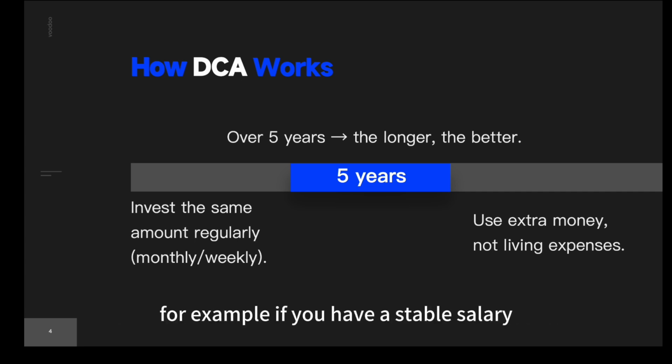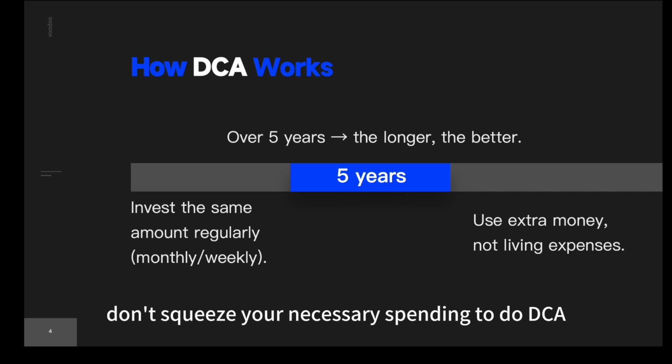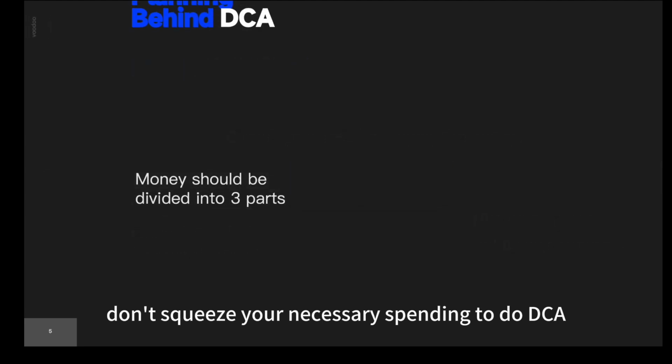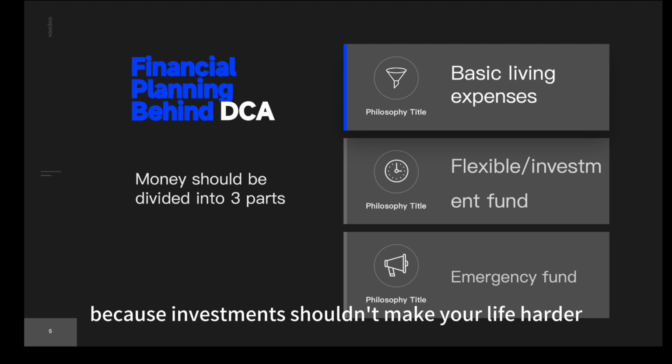For example, if you have a stable salary, a steady cash flow every month, and that money is your extra money, meaning not the money you need for living expenses. Don't squeeze your necessary spending to do DCA. We really shouldn't do that, because investment shouldn't make your life harder.